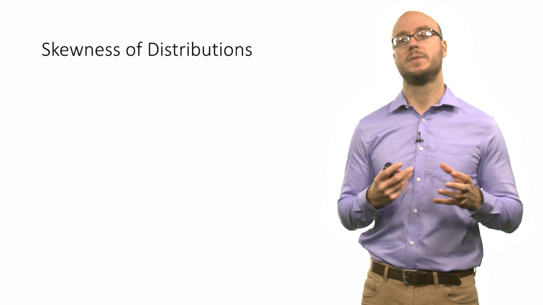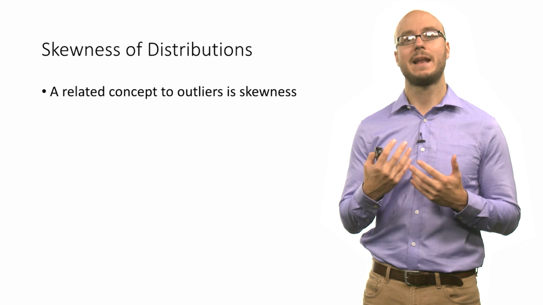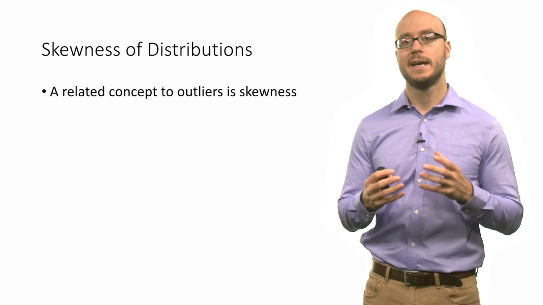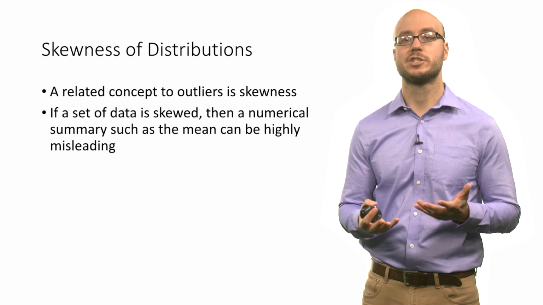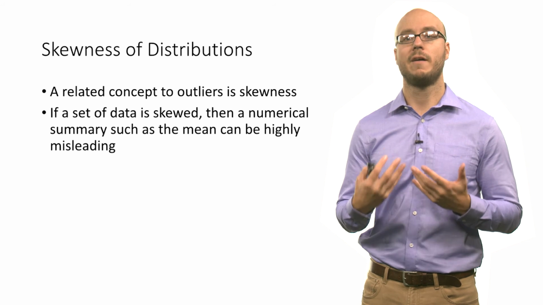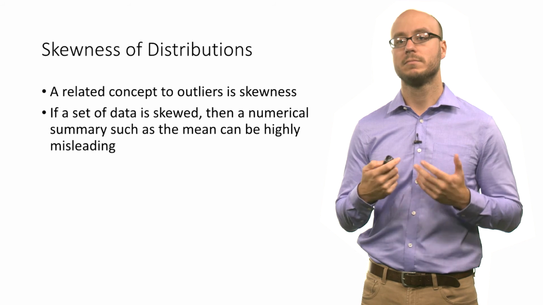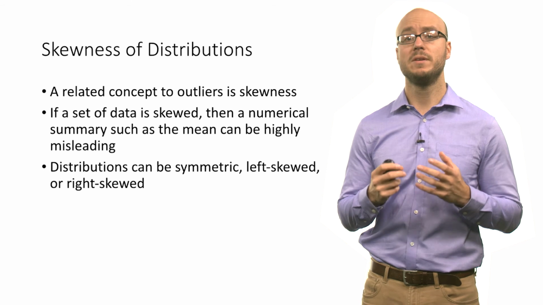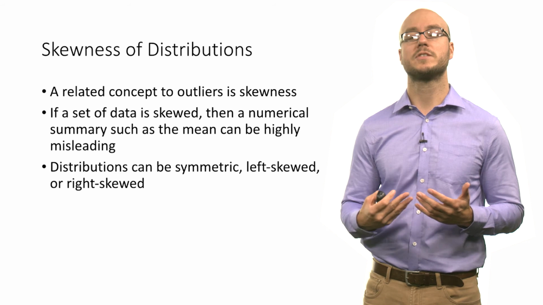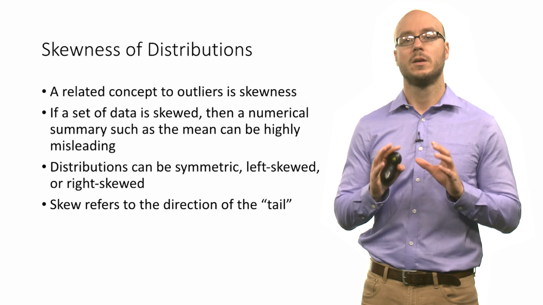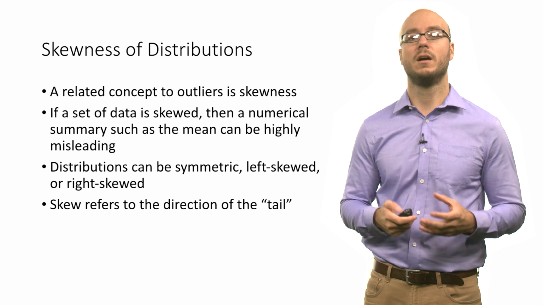A related concept to the idea of outliers is skewness. The difference between what an outlier is and what a skewed distribution is, it's not that different. You can kind of think of a skewed distribution as having a lot of outliers. In either case, whether you have skewness or outliers, a numerical summary, such as the mean, standard deviation, or variance, can be very misleading. We like to talk about distributions in terms of being symmetric, left skewed, or right skewed. One key point about skewness is that the skew refers to the direction of the tail.